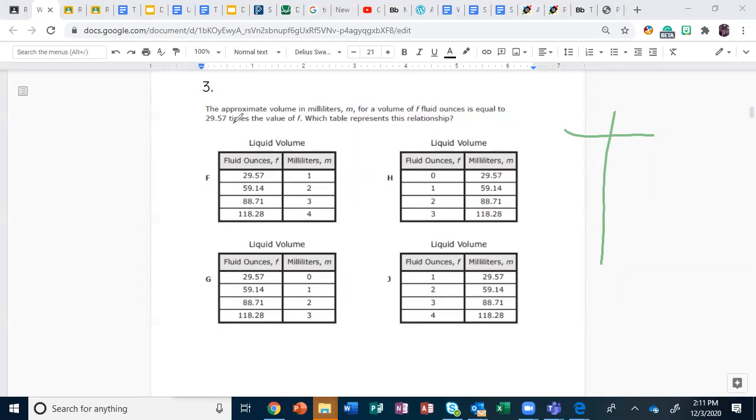So here's the deal. What about if I have an F of 0? If I multiply 0 times 29 point whatever, I wouldn't get what? 0. So which one has 0 and 0? None of them, right? No. But here's the deal. This one has 0 and 29. So that's going to be out of the picture, right? Because we should have 0 and 0. This one right here has 29 and 0. So that's going to be also out of the picture because we should have 0 and 0, correct?